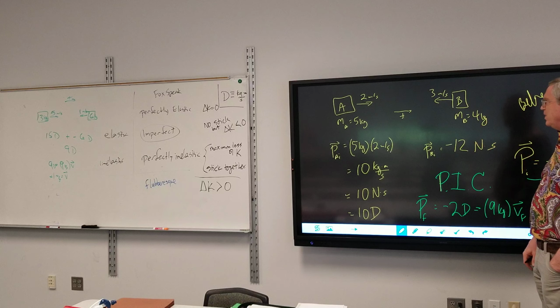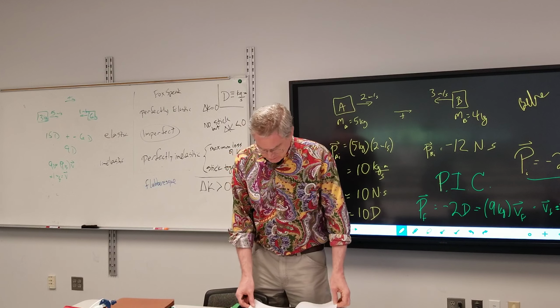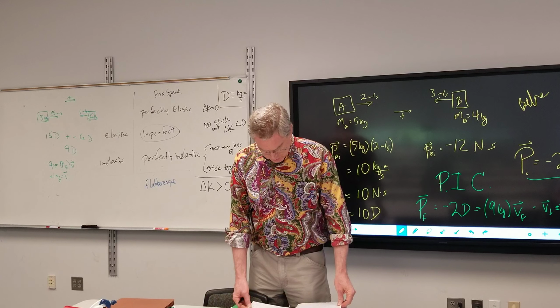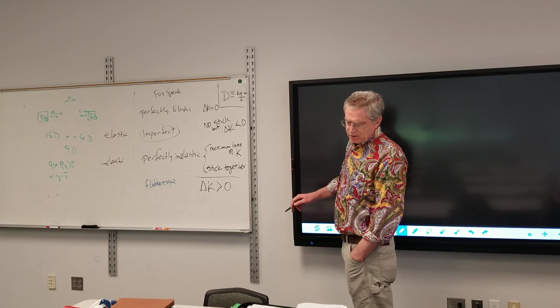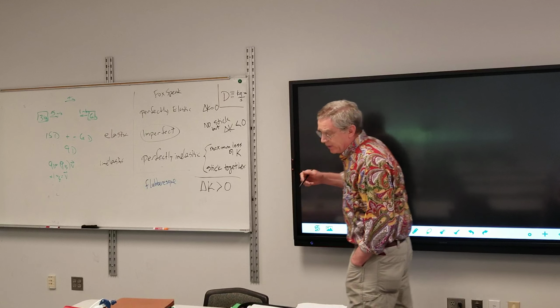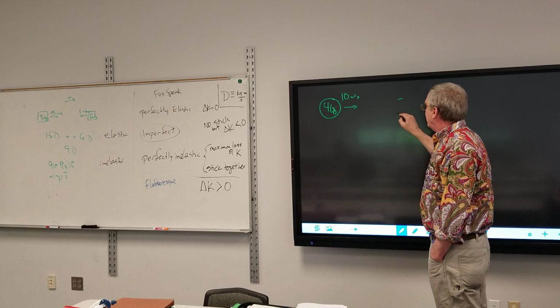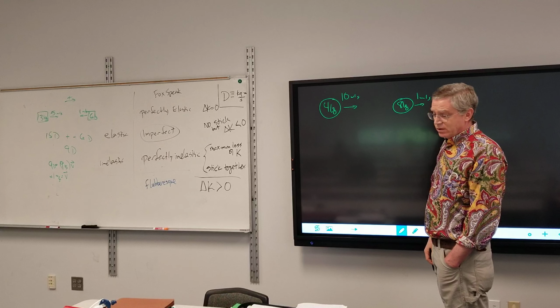Let's do one where the numbers come out much better than that. So 4 and 8. All right. So we're going to start out with some different examples here. I got a 4 kilogram mass heading to the right at 10 meters per second. I have an 8 kilogram mass also heading to the right at 1 meter per second. Make sure I got the numbers the way I have them in there.